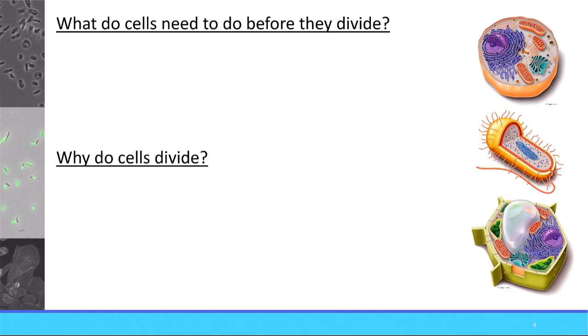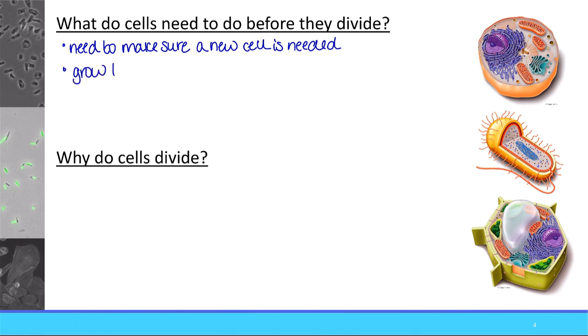What do cells need before they divide? First and foremost, they need to make sure a new cell is needed. Although we are constantly making new cells, our body does a really good job of controlling and deciding if and when a new cell is needed. The cell itself has to grow larger, and that's going to need a whole bunch of new biomolecules. All of those macromolecules that we've been talking about, lipids, proteins, etc., we're going to need to make more of those so that the cell can grow larger.